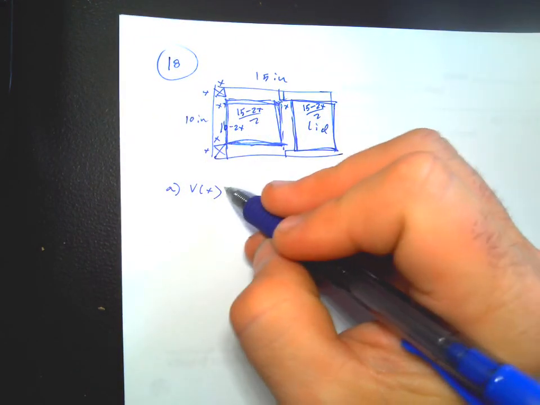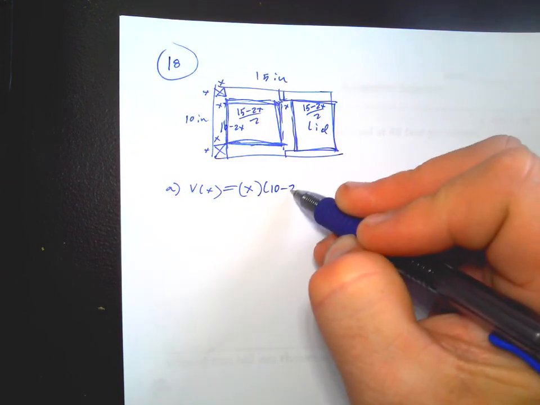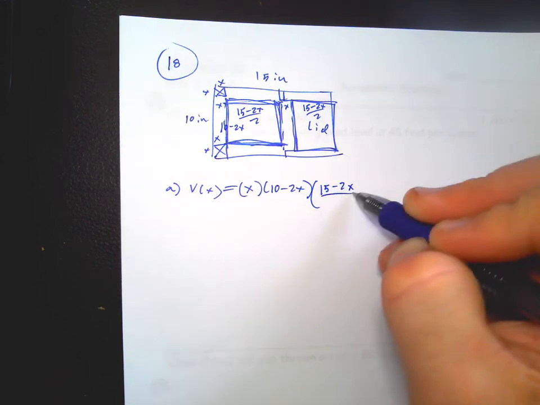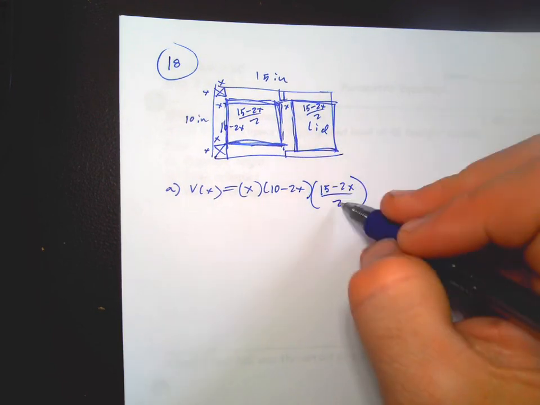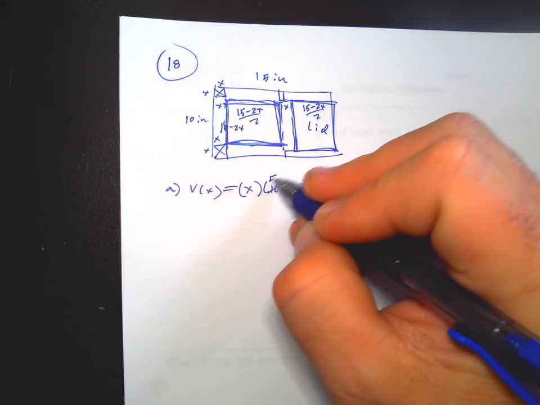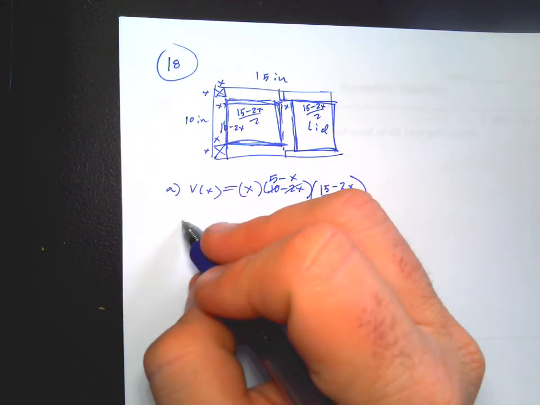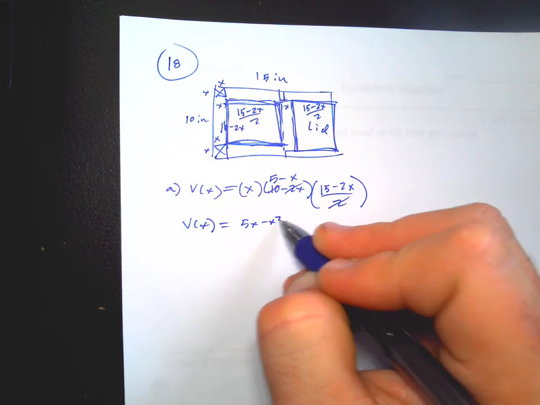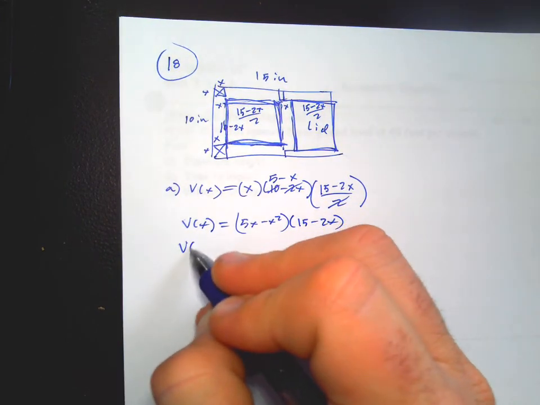So the volume is going to be X times 10 minus 2X times 15 minus 2X over 2, right? Now we could divide the 2 into this, right? Makes it a little nicer. Probably should go ahead and multiply it out. So that's going to be 5x minus x squared, 15 minus 2x. Keep going, FOIL it.